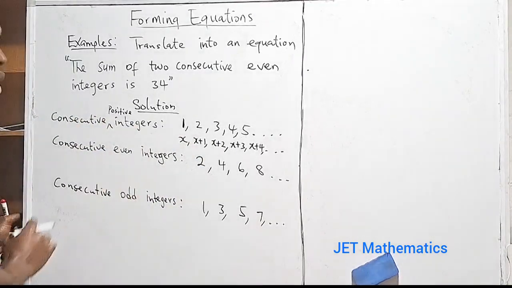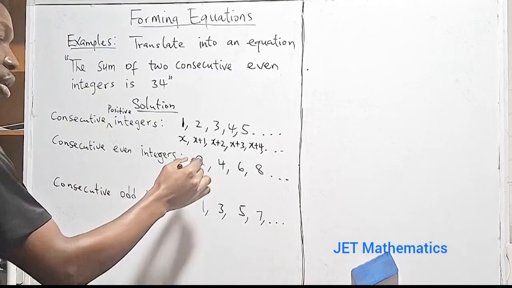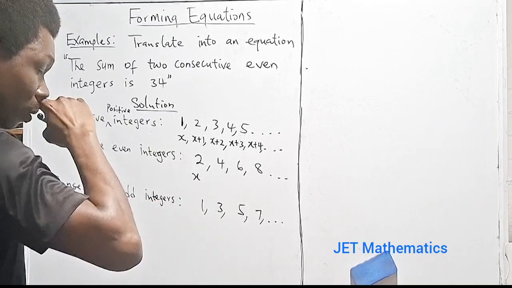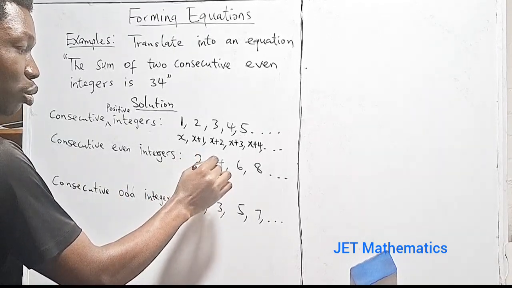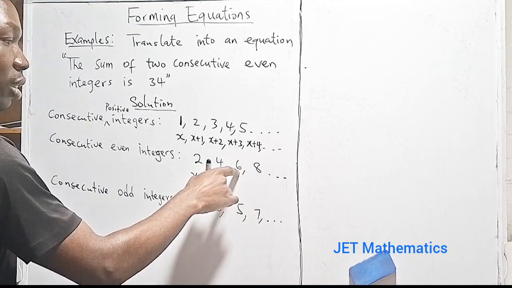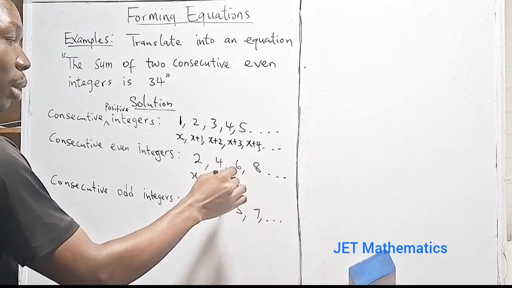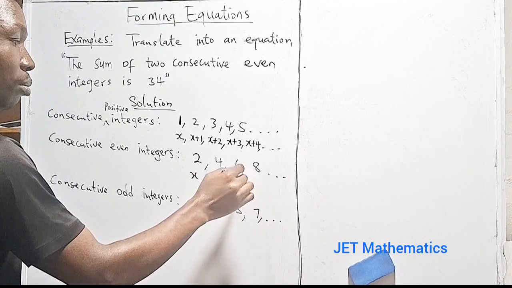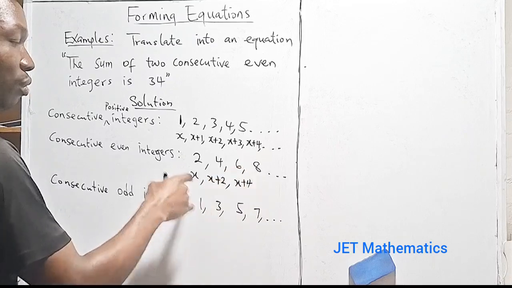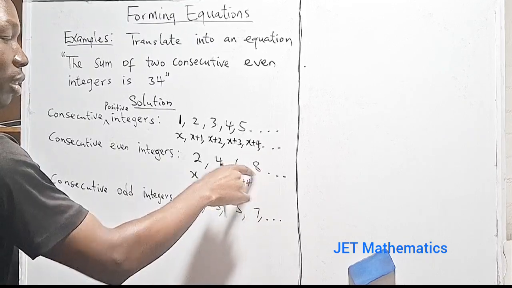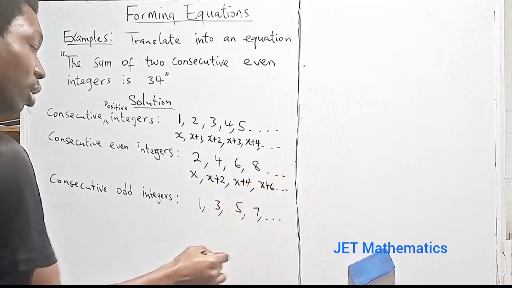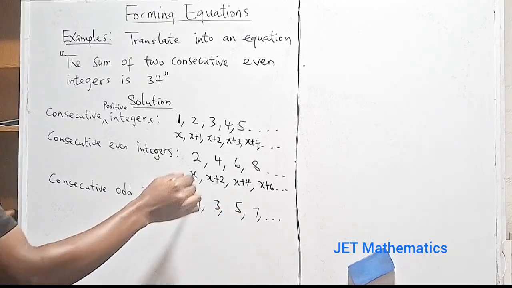Now this one is consecutive even integers. Let's assume we don't know the first one, and the first one is x. You see that the next one increases by 2, so that becomes x plus 2. And then the next one increases by 4 from here, that becomes x plus 4. And this one increases by 6 from here, and that becomes x plus 6, and that goes on.